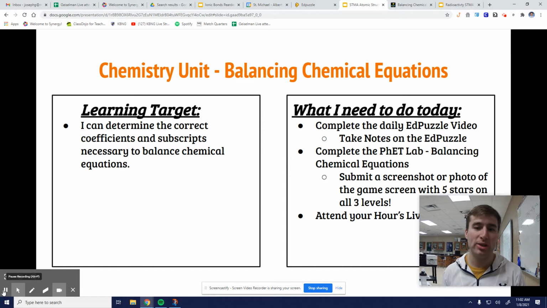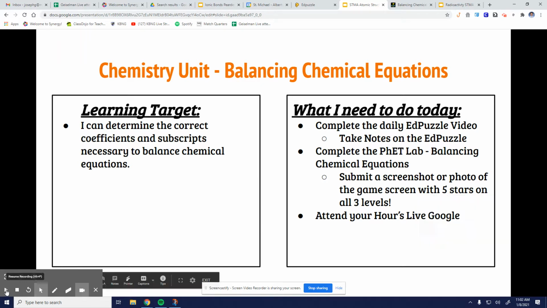So when you're done with this Edpuzzle today, you're going to have to get onto PhET.com and complete the PhET lab. You're going to need to have 5 stars on all 3 levels, and I'll go through what that screen should look like, and that's the picture you're going to be submitting onto Google Classroom today for credit. So here we go.